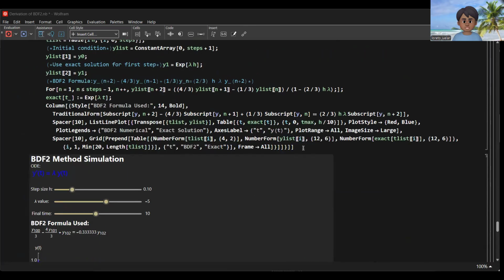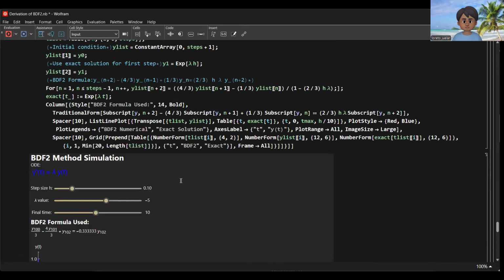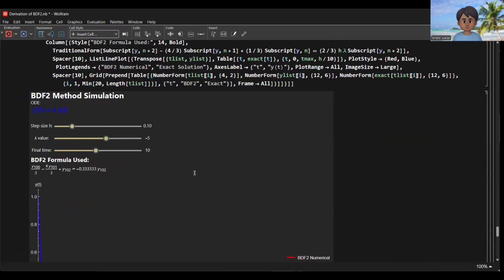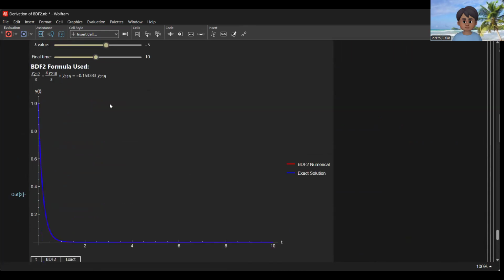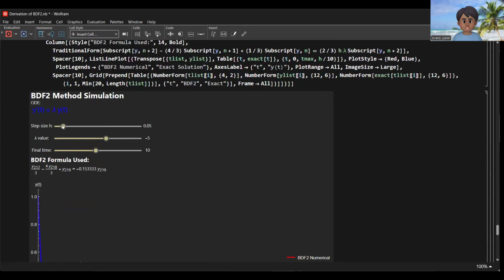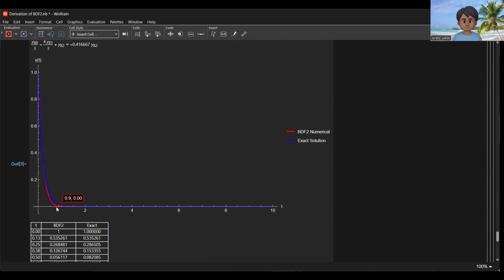Okay, so we have the simulation here. So we have the step size here. We are going to decrease the step size. So the plot here is exactly equal to the exact solution. But if we increase the step size here, we have small deviations of BDF2 from the exact solution.